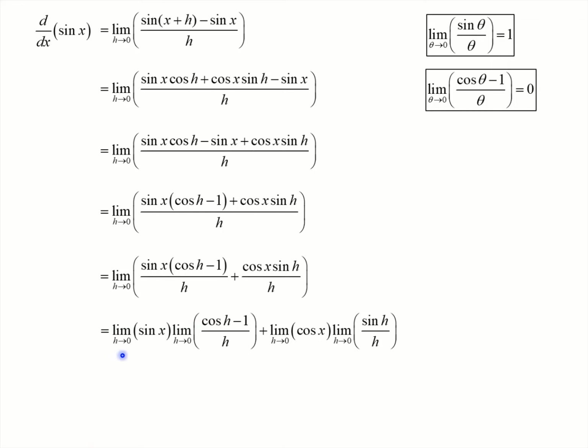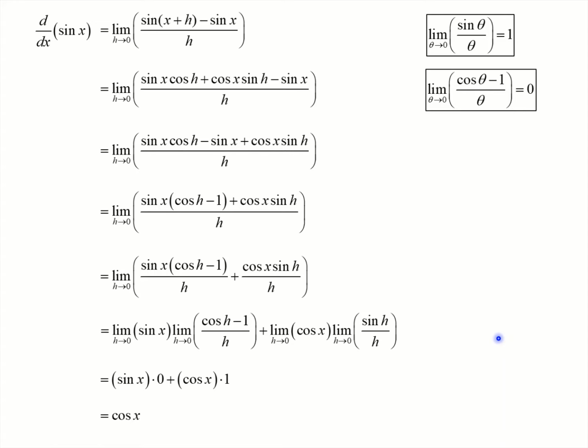And look, the ones that don't have h's in them, like this one right here, limit of sine x as h approaches 0, and limit of cosine x as h approaches 0. These are just going to be sine x, cosine x, because there's no h's there. And then the ones we have here are the ones in the boxes up in the top right over here. So this guy right here is going to become 0. And the one over here becomes 1. So what do we get? We get sine x times 0 plus cosine x times 1, which becomes cosine x. So we have just finished the proof of the derivative of the sine is the cosine.